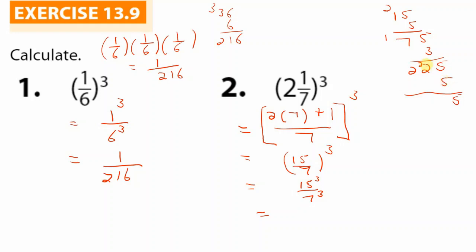2 times 5 is 10 plus 2 is 12. 2 times 5 is 10 plus 1 is 11. So we actually have at the top 1125. We have to multiply 7 by 7, which we know is 49. Multiply by another 7. 9 times 7 is 63. 4 times 7, 28 plus 6, 343.